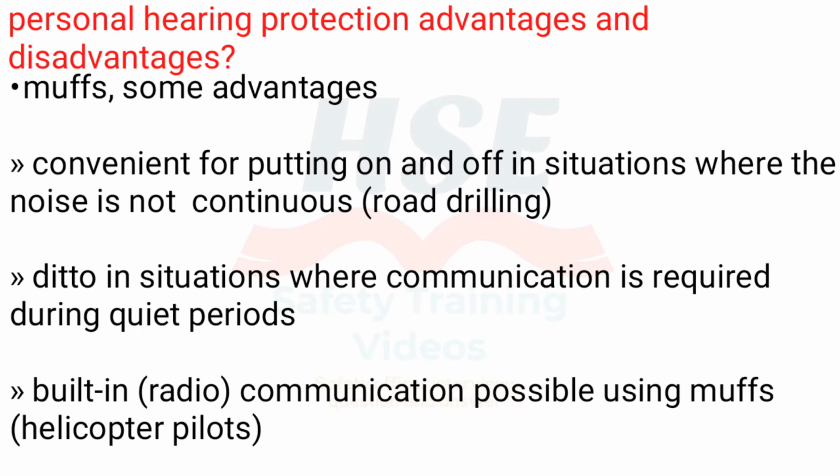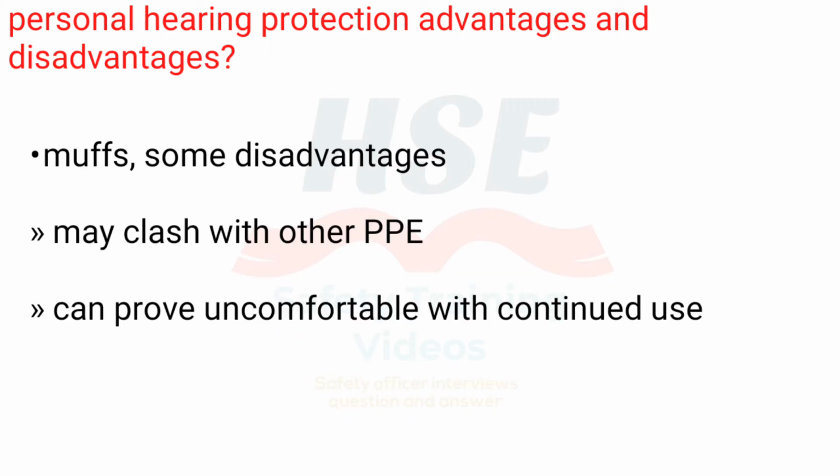Personal hearing protection: advantages and disadvantages. Muffs, some advantages: convenient for putting on and off in situations where the noise is not continuous, for example road drilling. Ditto in situations where communication is required during quiet periods. Built-in radio communication is possible using muffs, for example helicopter pilots. Muffs, some disadvantages: may clash with other PPE. Can prove uncomfortable with continued use.